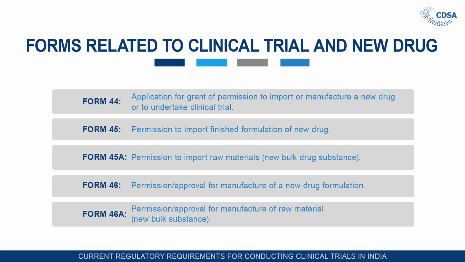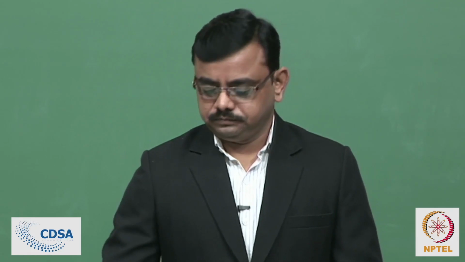Then Form 46A is a permission approval for manufacture of raw material. It is also the same as what we have seen in the permission for the import of the raw material, there are some conditions given that the applicant will follow the specification and he will take a separate approval for the manufacturing of the formulation.